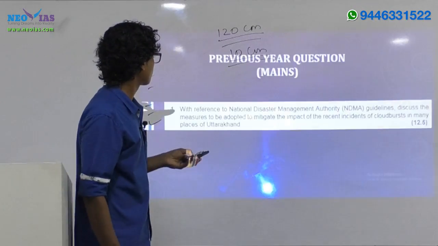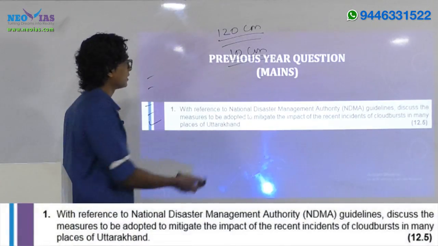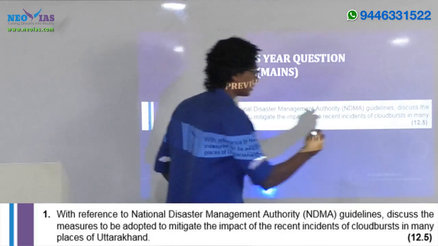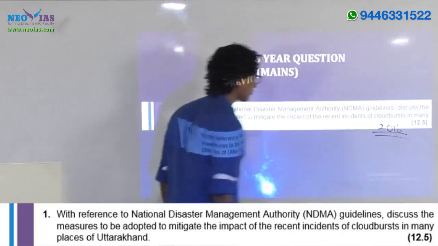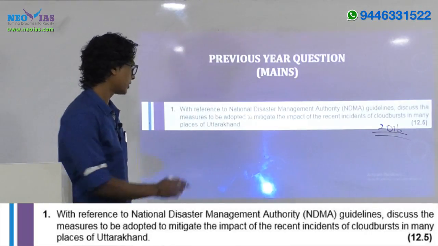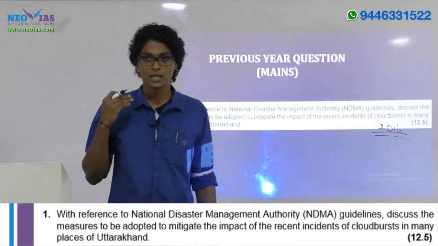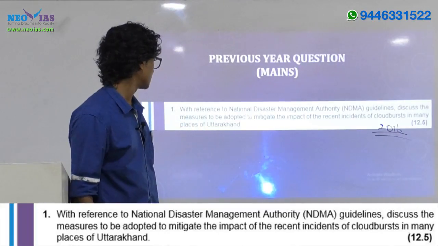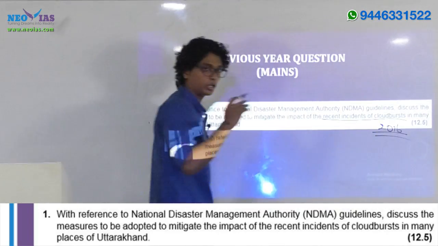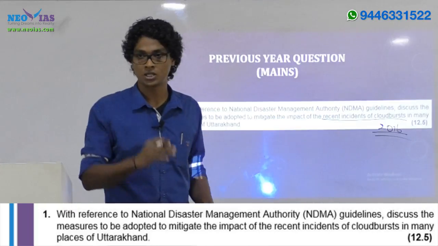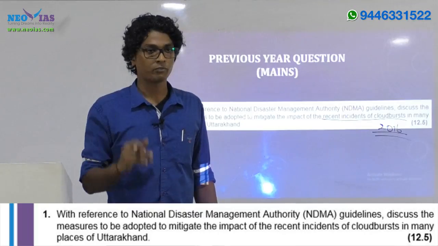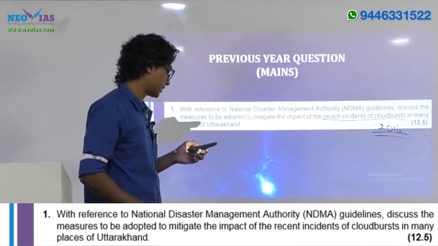Let's solve a model question from this topic. Before that, this is last year's mains question, which was asked in the GS3 paper. The year is 2016. With reference to the National Disaster Management Authority guidelines, discuss the measures to be adopted to mitigate the impact of recent incidences of cloudburst in many places of Uttarakhand. This is actually a current affairs question, and this is why I told you that this topic is important for this year's prelims examination. Since they have already asked it in the mains examination, there is a chance that they will ask from this topic again in the prelims exam.